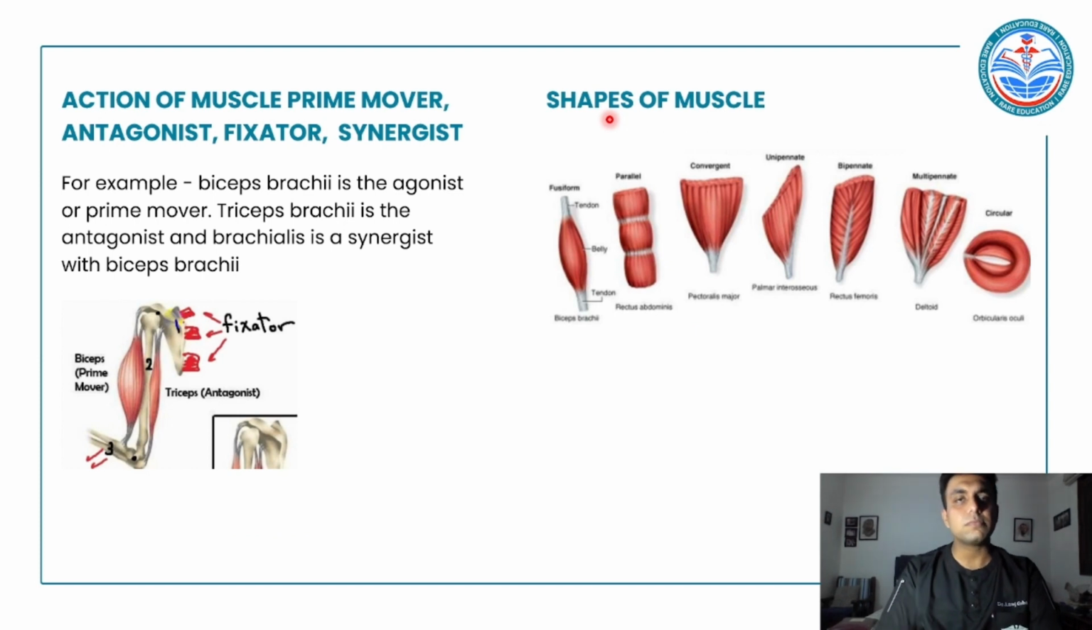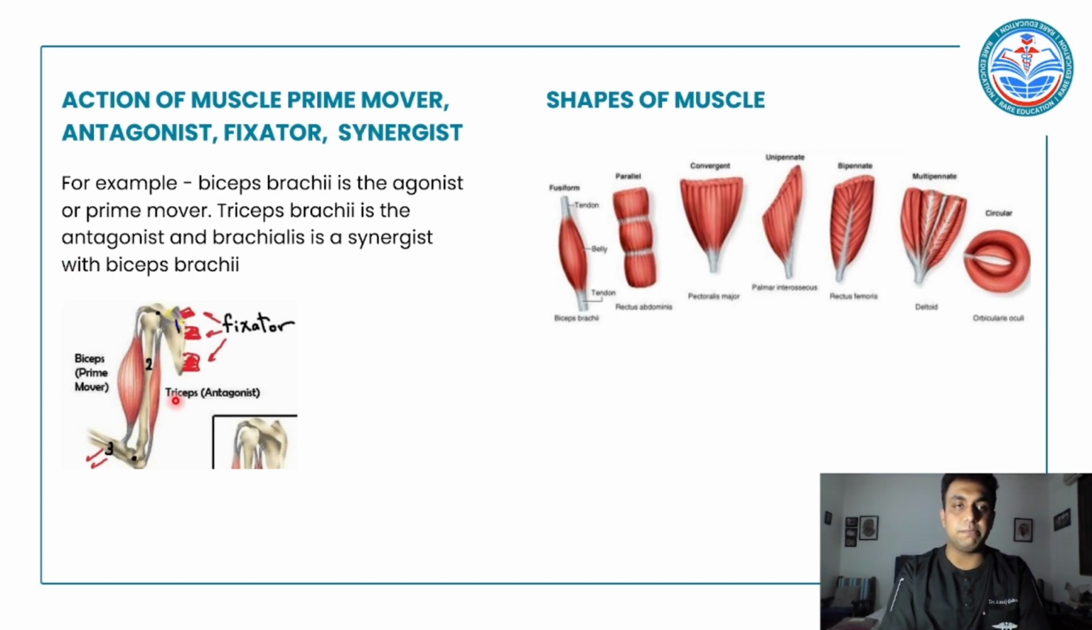So now let us go towards the next subheading, that is the actions of muscles. Now the muscles can have different kinds of actions. Four are the most important actions, that is the prime mover, antagonist, fixator and synergist. Now let me explain all that to you with a very basic example.